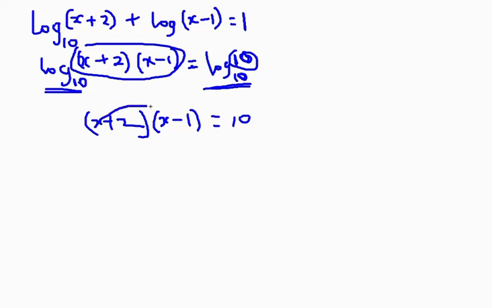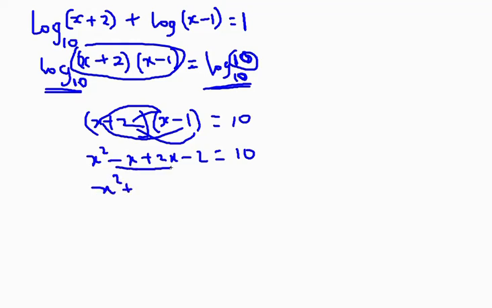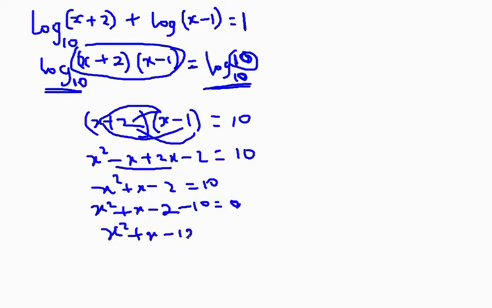When you expand this, you get x squared, this is minus x, plus 2x, minus 2 equals 10. Now x squared plus x minus 2 equals 10. You're going to subtract 10 from both sides. Finally, this gives us x squared plus x minus 12 equals 0. So you are going to factorize this.